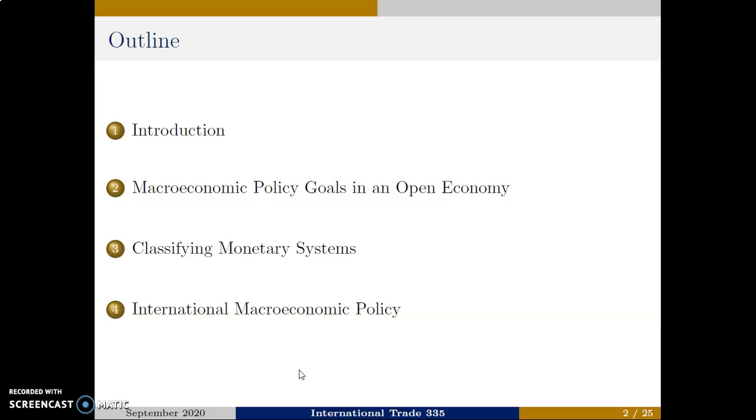For this week, our outline will be to briefly introduce international monetary systems. We will discuss the macroeconomic policy goals in an open economy, which frames the international monetary system and how it impacts the economy. We will then classify various monetary systems that have existed in the world and its developments. Our chapter concludes with international macroeconomic policy.